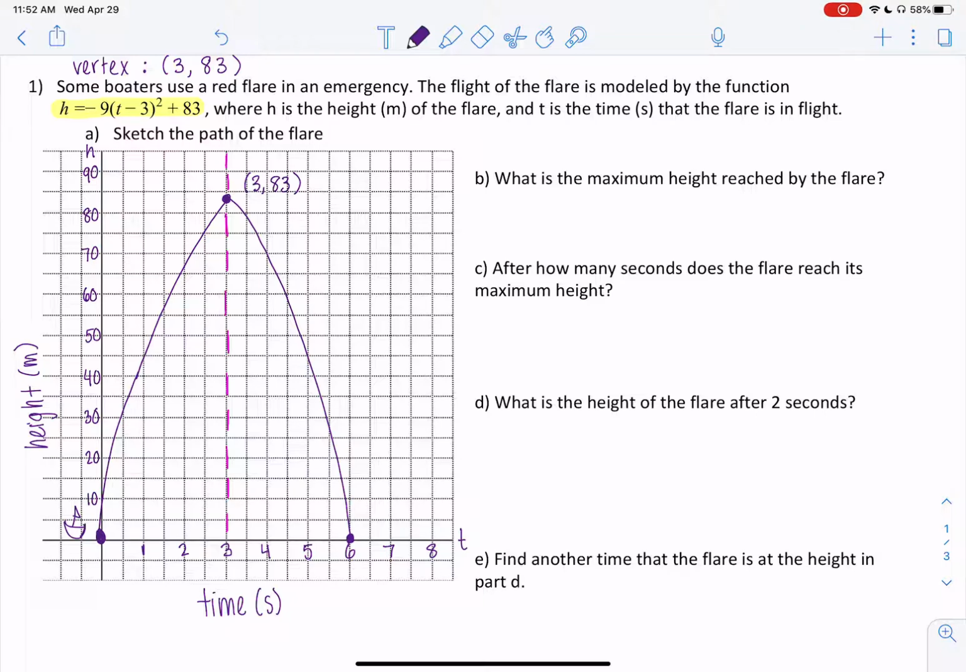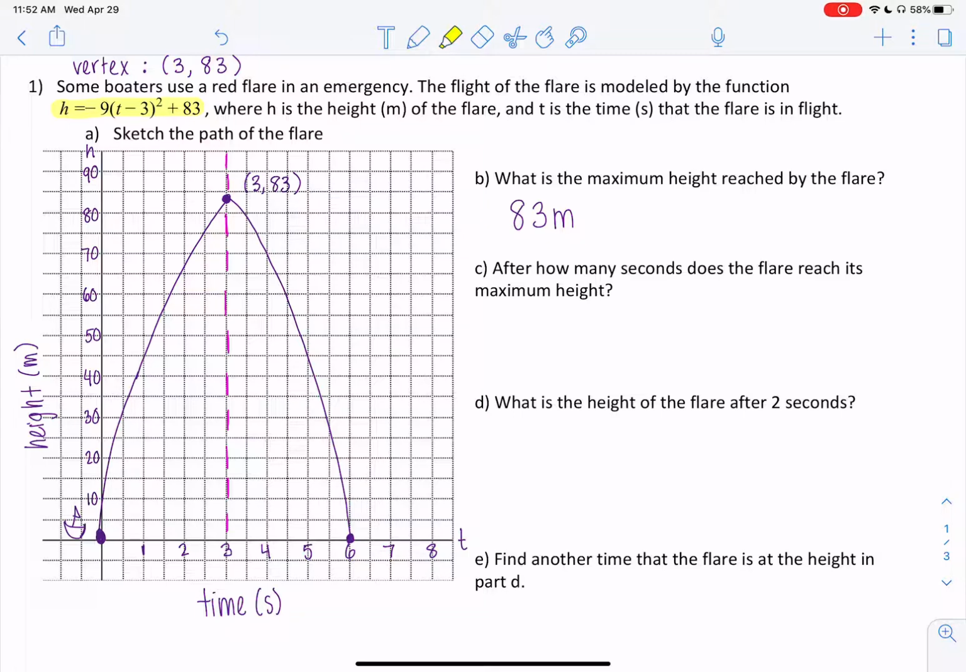So the first thing is, what is the maximum height reached by the flare? So if I look at my graph, my flare goes up, reaches its maximum height, and then it turns around and starts going towards the ground. So the maximum height reached by the flare is 83 meters. Next, we're trying to find out when does that happen.